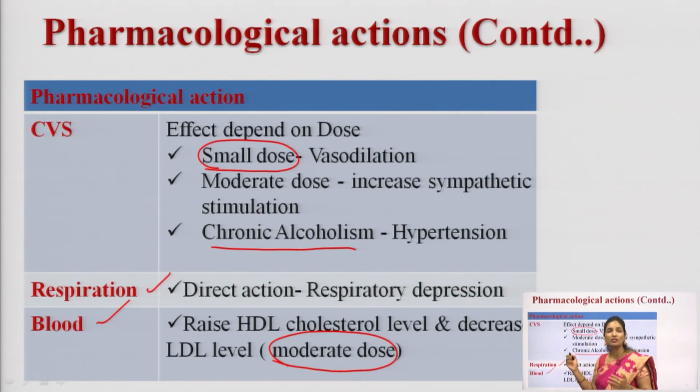On CVS, it causes a membrane stabilization activity. It means it can cause a dose dependent action. If you take alcohol in a low dose, it can cause vasodilation, and if you take it in a moderate or high dose, it can cause hypertension. And what is the action on respiration? It can cause respiratory depression. What is the action on blood? It can increase HDL and decrease LDL levels.